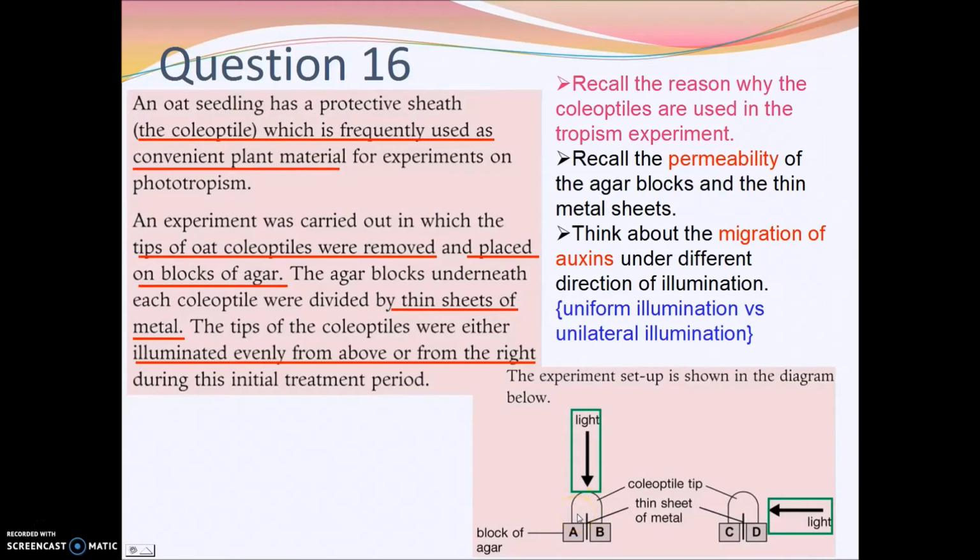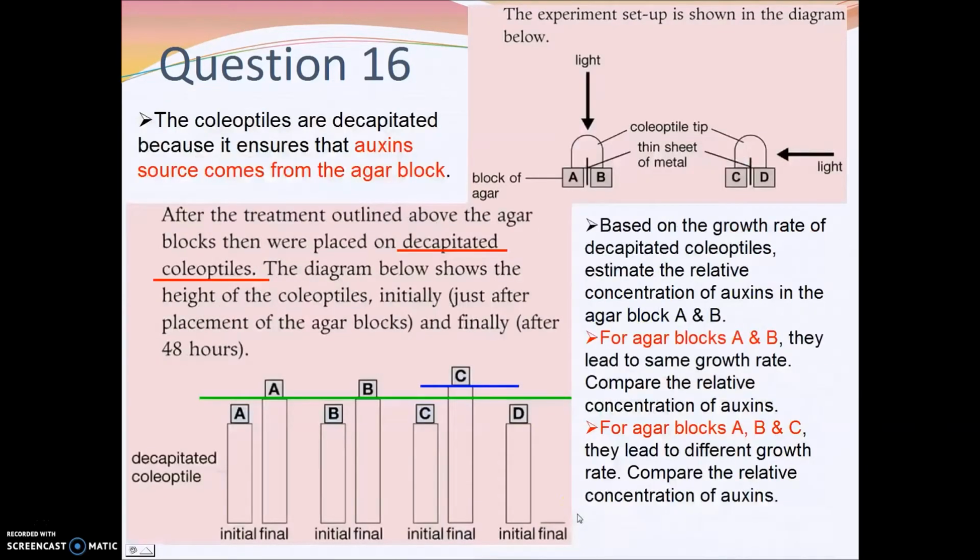You tell me. So for the question, because the coleoptiles are decapitated, we need to put the agar blocks A, B, C, D back onto the lower part. This ensures that the auxin source comes from the agar block, because the tip will not be put back onto the coleoptile.